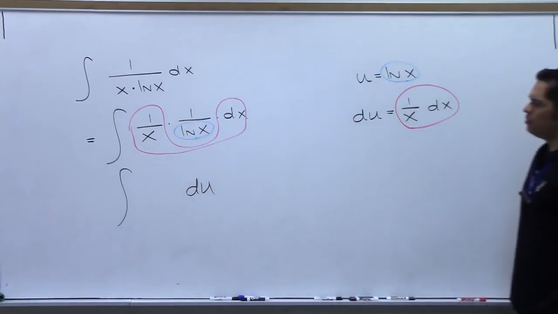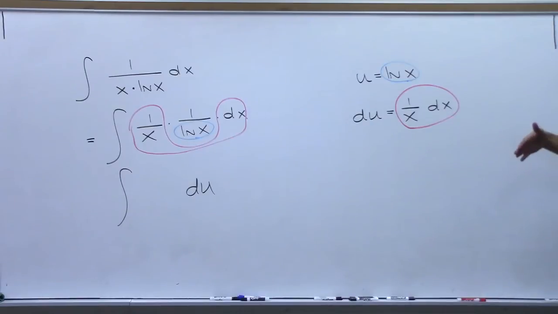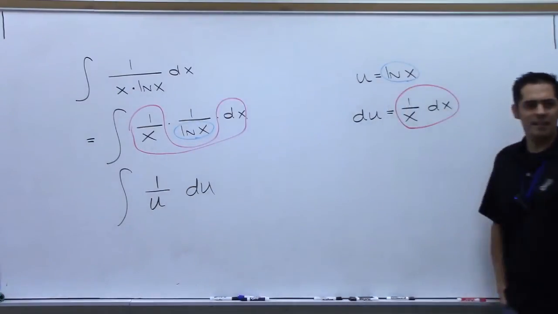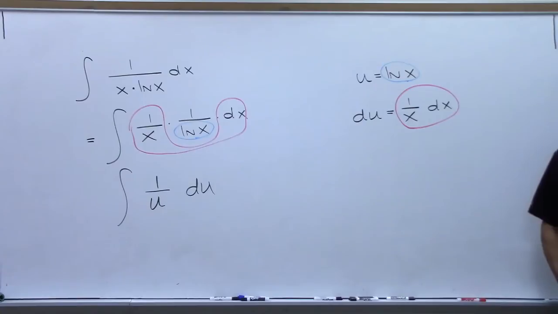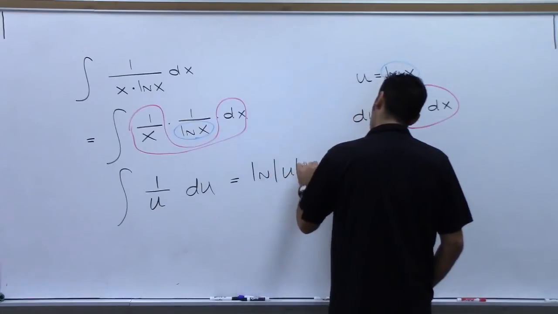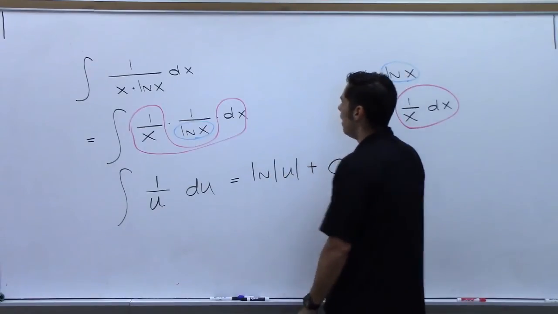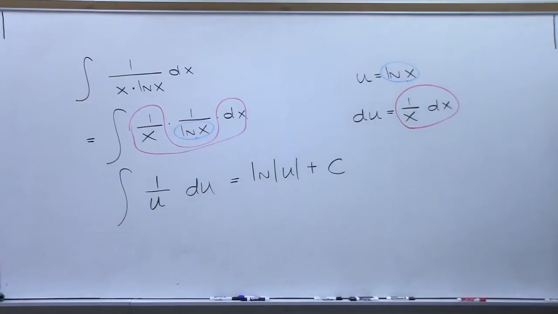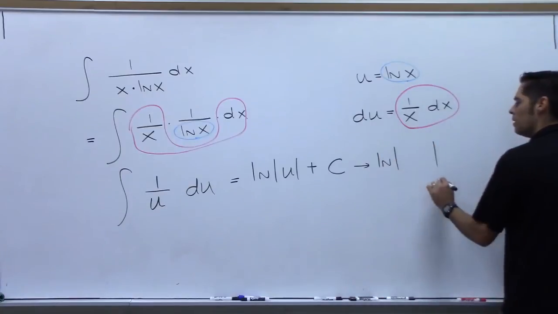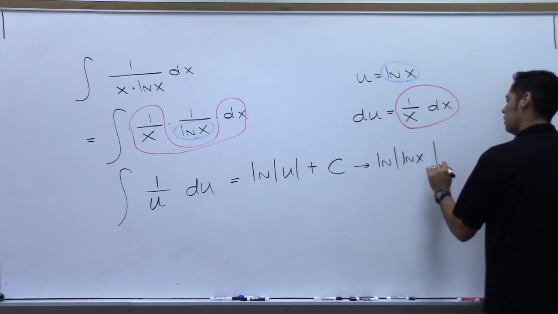And then what's the blue going to become? U, but it's underneath a 1, right? So 1 over u? What is the antiderivative of 1 over u? Natural log of u, right? Actually, we should do natural log of the absolute value of u, just to make sure that we don't have any negatives inside the log. And that's it, right? Except we need to switch back, like get x back in there. So what was u? Natural log of x plus c.